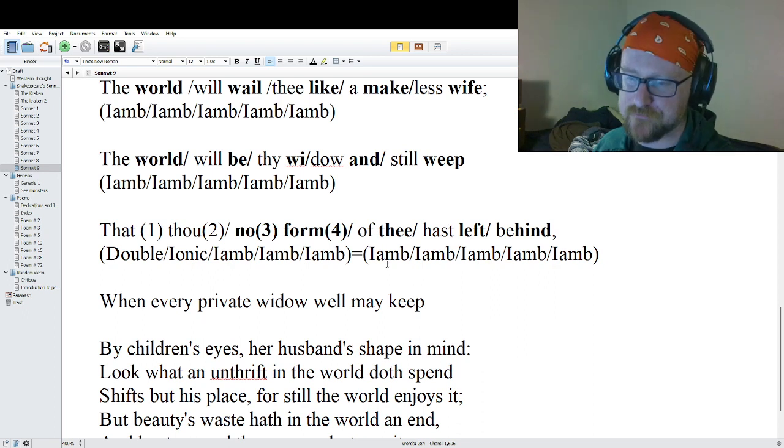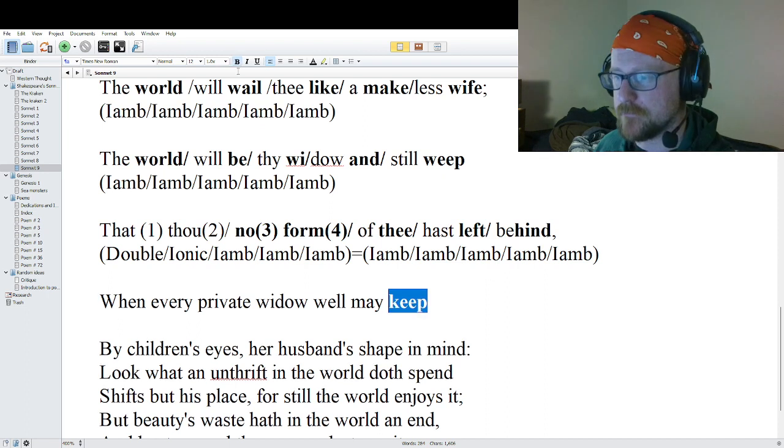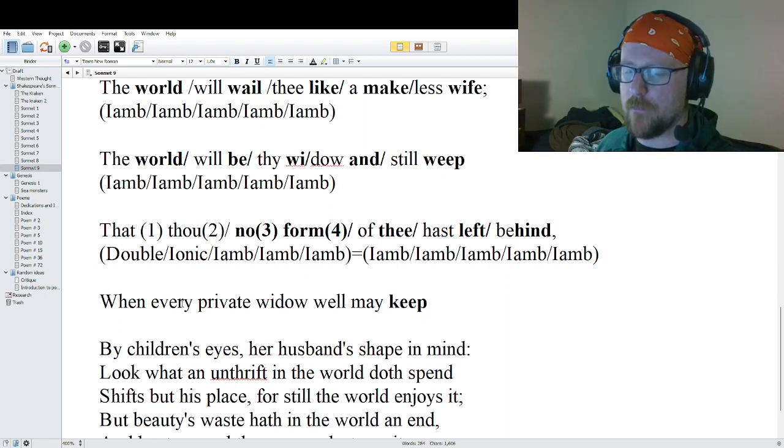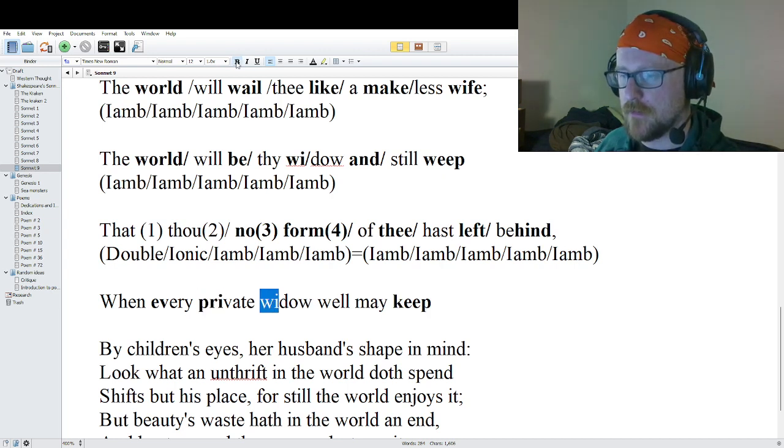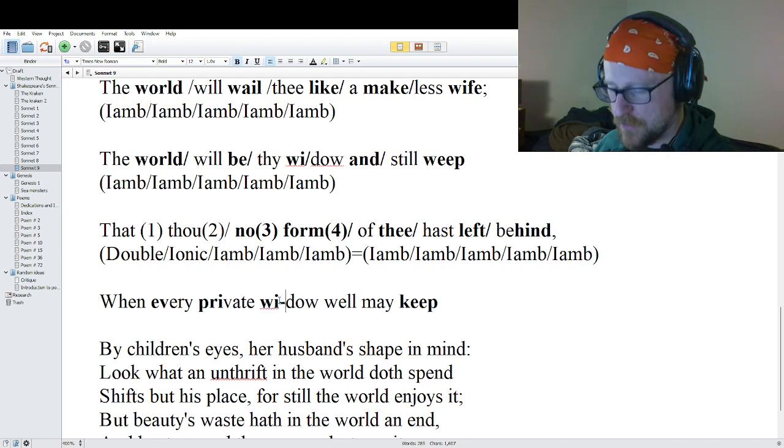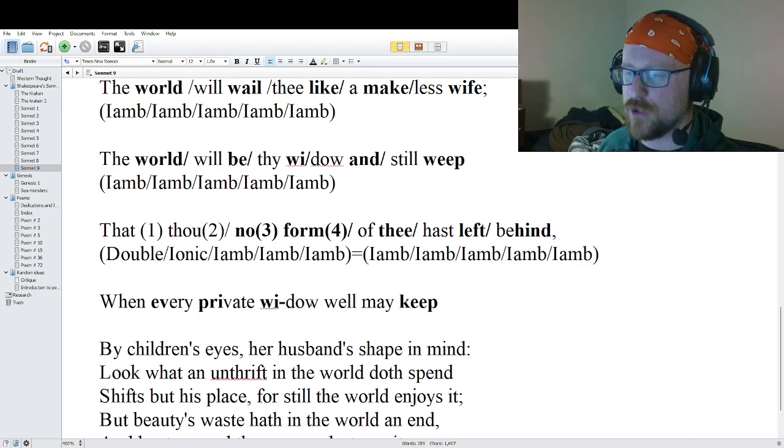Anyways, guys, next line. When every private widow well may keep. Okay, guys, so next thing is looking for the important word. We have one, keep. That's a verb. Okay, then we've got to do the multi-syllable word. So it's ev, and then prive, or pry, and then where, right? And then you ask, I'll break this apart. So do we have any promotions? Well, we do. We have do, light, light, light. So the well, because it's three lights in a row, gets promoted.